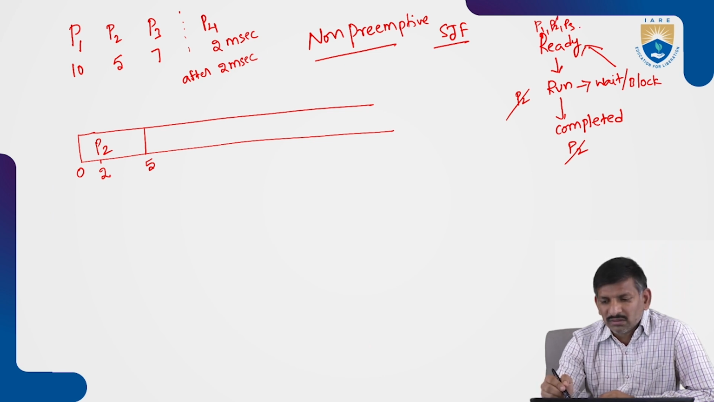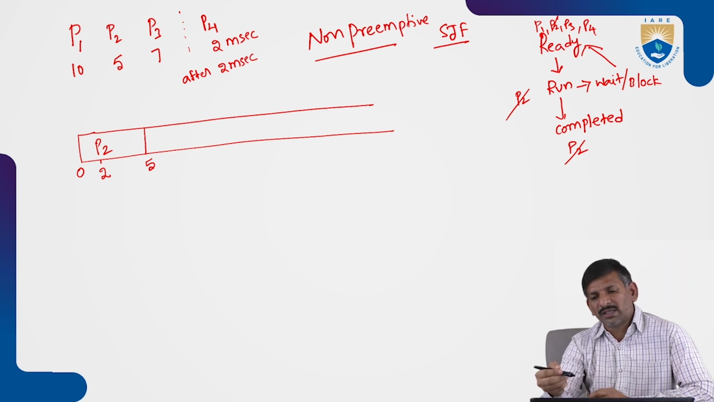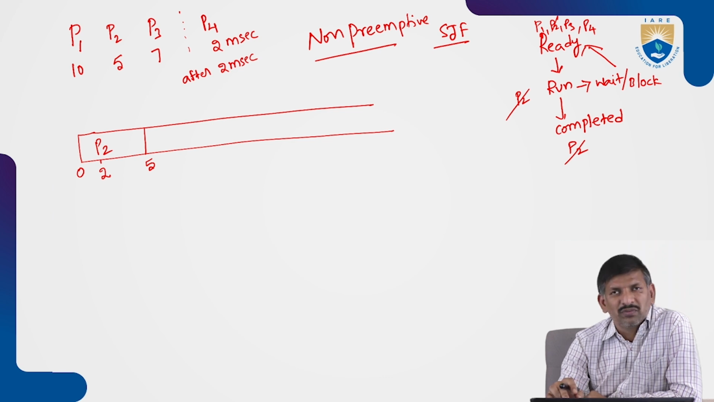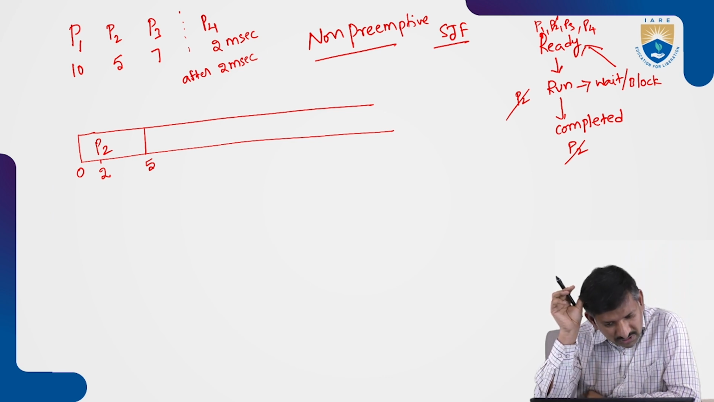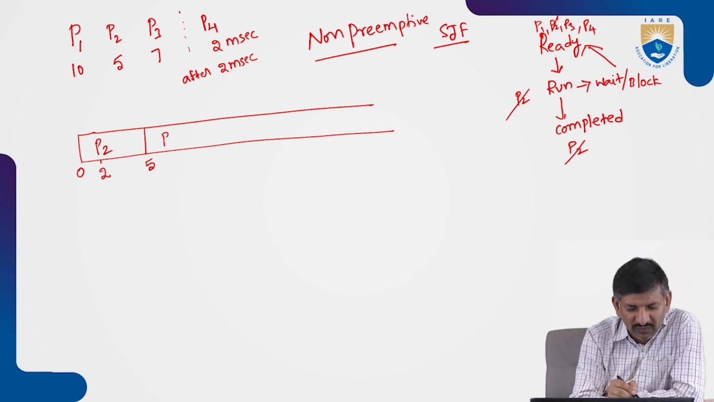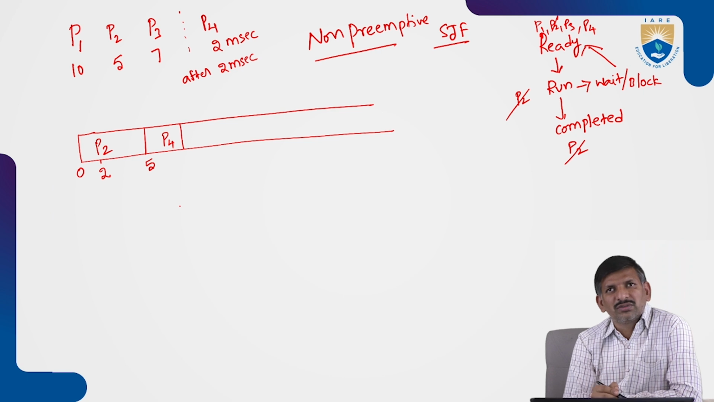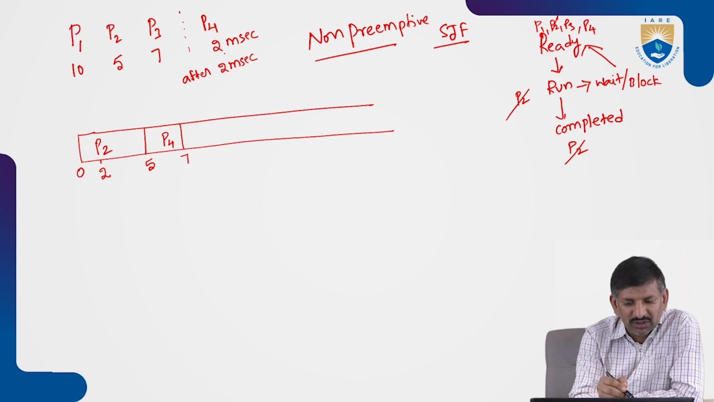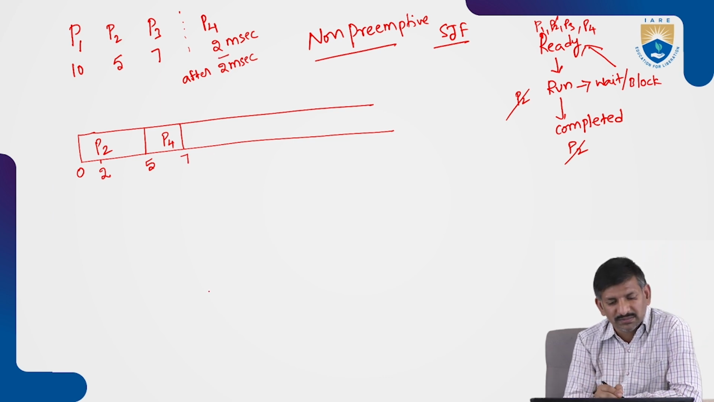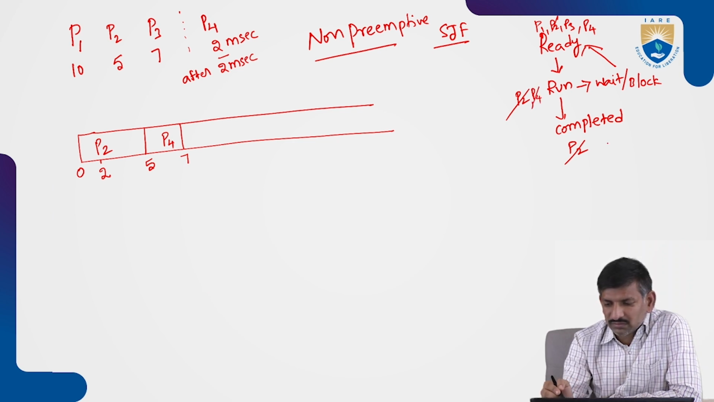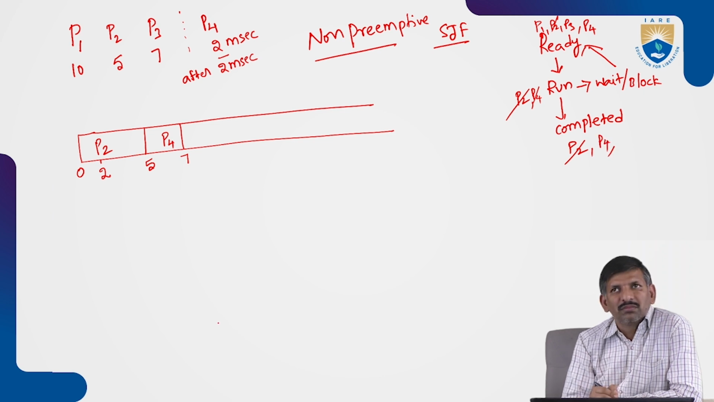Again, here P4 enters into the ready state. So what are the processes available now at the time of the 5th millisecond? P1, P3, P4. Among them, which process has less execution time? That is P4. So that is scheduled for execution. Since it is non-preemptive, after completion of the currently executing task, only then is a new process scheduled. Its execution time is 2 milliseconds, so 5 plus 2, 7 milliseconds. Next, P4 enters the completed state.